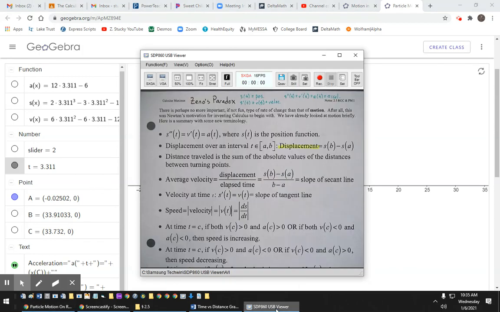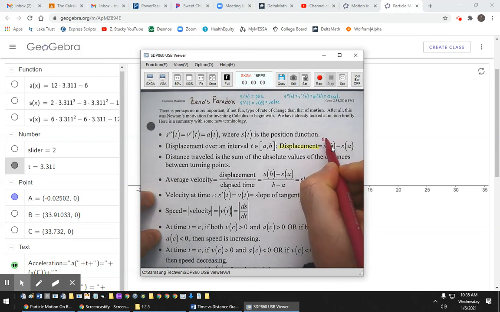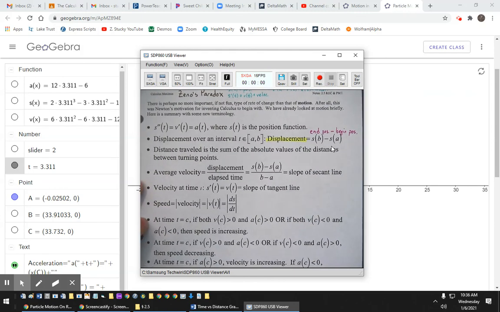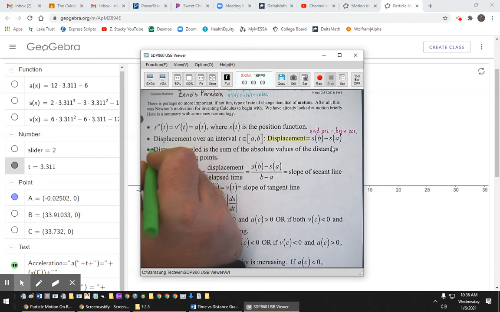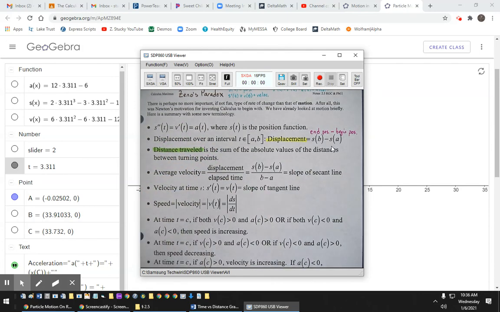So we have this phrase distance and displacement. Displacement is strictly take the end position, subtract the beginning position. Where'd you end? Where'd you start? That's displacement. Now, distance traveled is a little bit more complicated. Distance traveled, I'll highlight that in a different color. Distance traveled is more complicated. When we get to an example, I'll show you what that means.